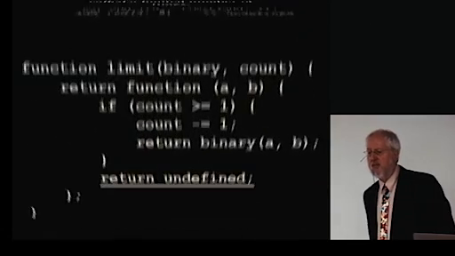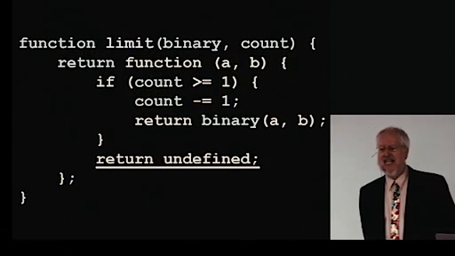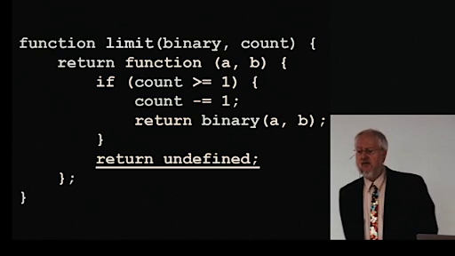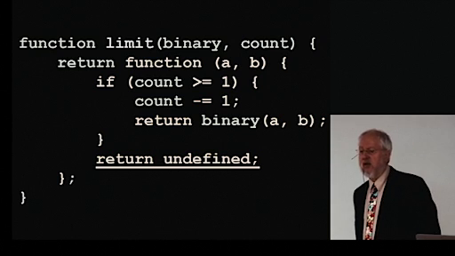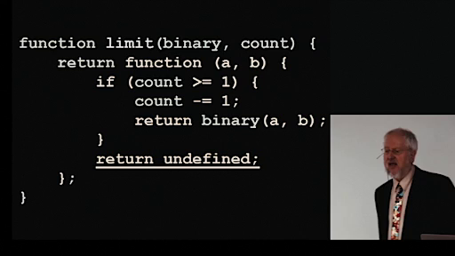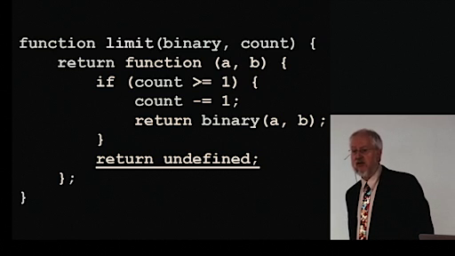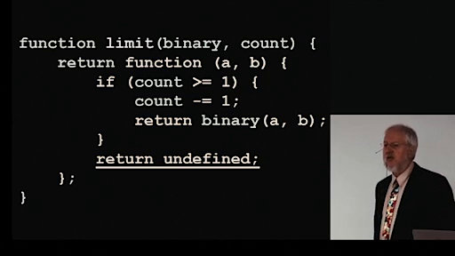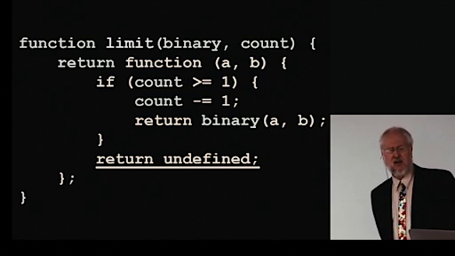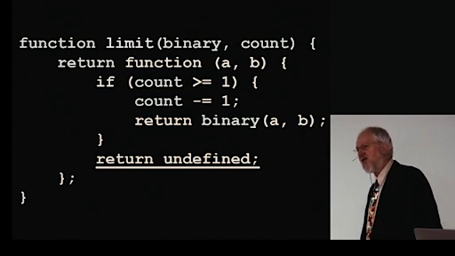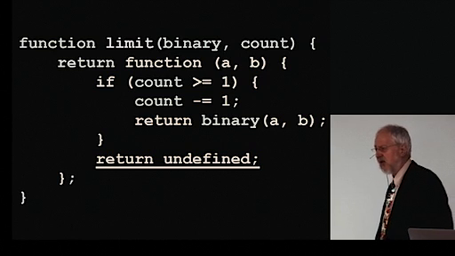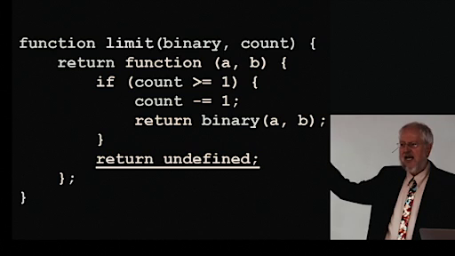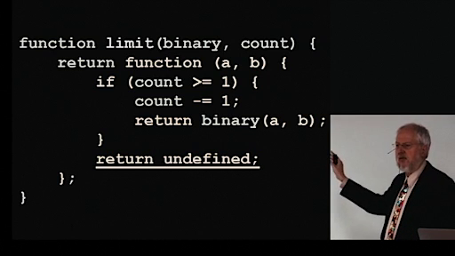So here's limit. Limit takes a binary function and a count, and it returns a function that takes 2 arguments. If the count is greater than or equal to 1, it decrements the count and returns the result of calling the binary function with the 2 arguments. Otherwise, it will return undefined. So from this point on, the functions are starting to get a little bit more complicated, so it's unlikely that you did the same thing I did. So from this point on, I'm going to ask, who got something that works? Okay, very good. Anyone do something interesting, a different approach?